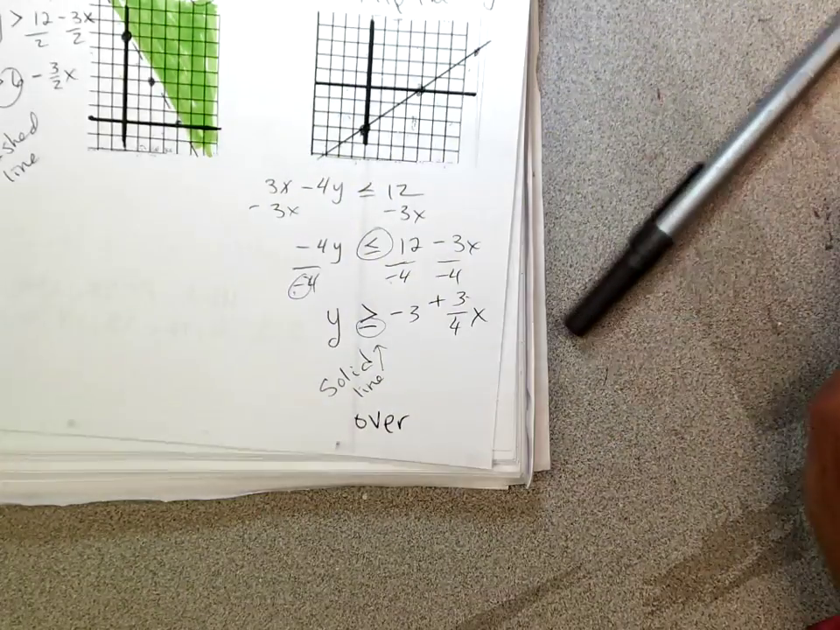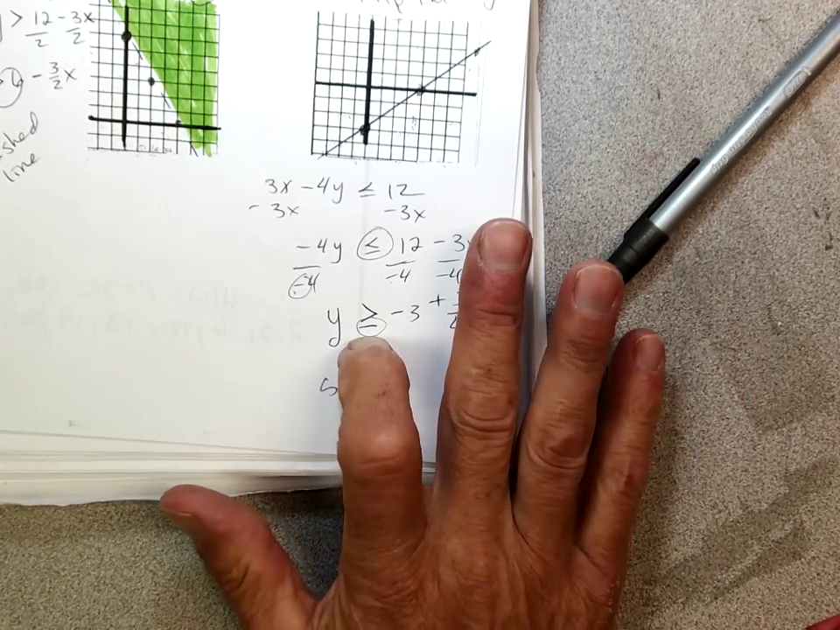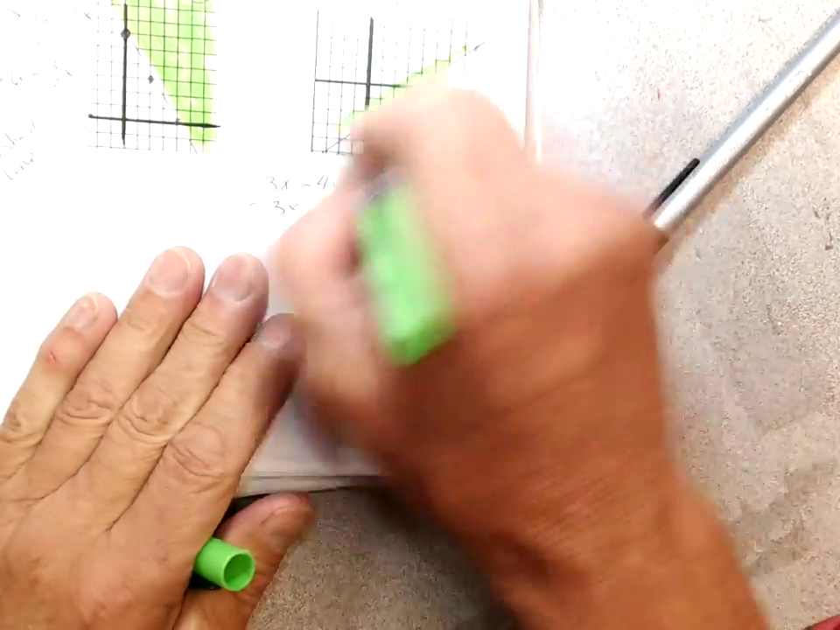Since it says greater than, I want everything above my line. I'm going to shade everything above my line. So I'm going to shade all of this.